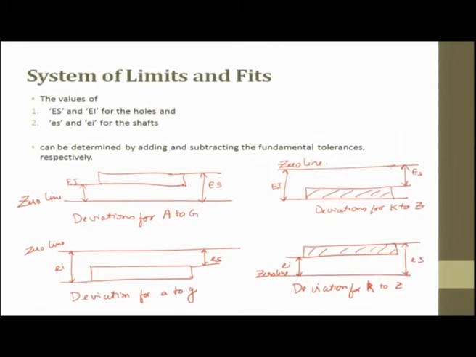So, the values of ES and EI for a hole from A to G can be expressed like this. So, this is your deviations. This is your hole based deviations, right.